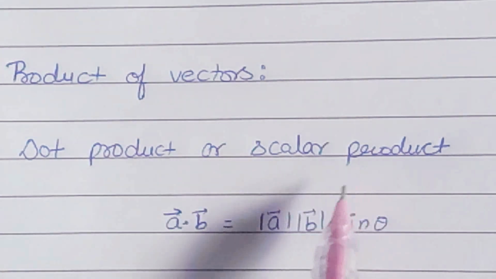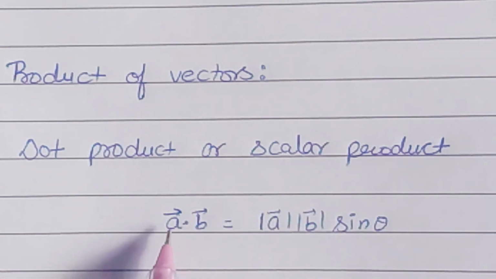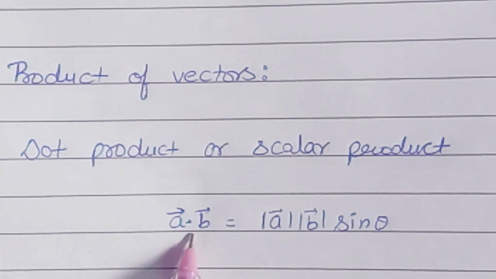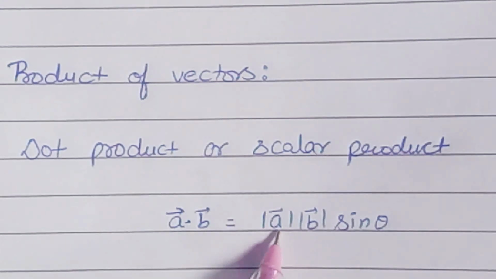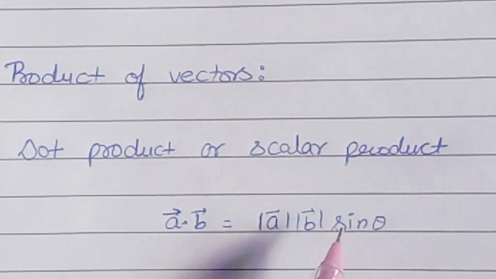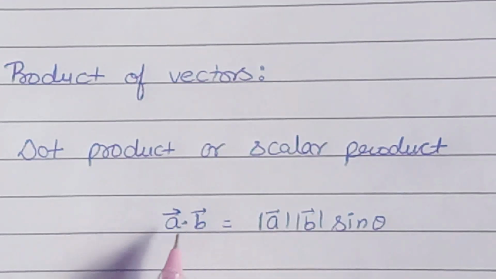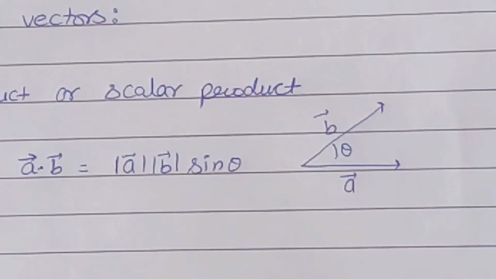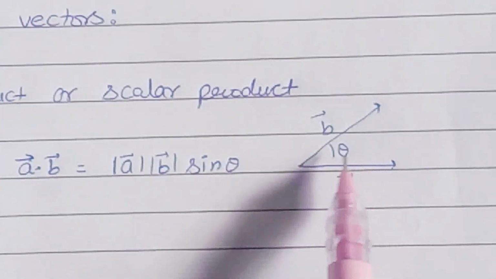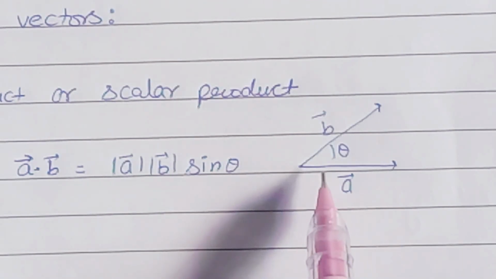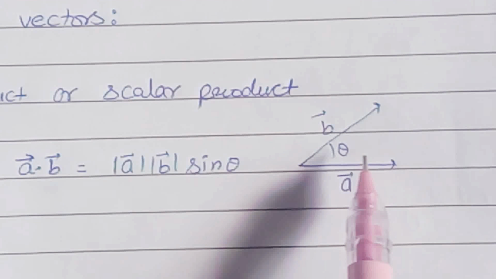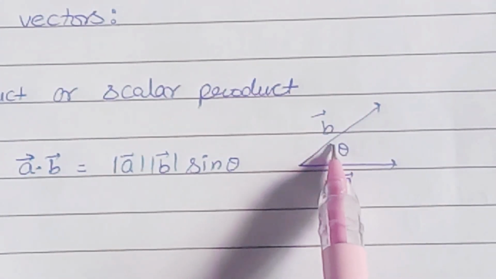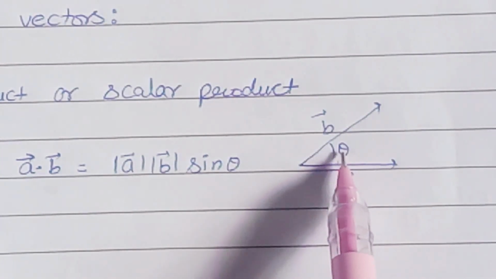So it is known as scalar product. And the formula for a vector dot b vector, this is dot product, a vector dot b vector equals mod a mod b sine theta. Here theta is the angle between a vector and b vector. See in this question, this is a vector and this is b vector, so the dot product will be the mod of this vector, meaning the magnitude of this vector, magnitude of this vector, into sine theta. Theta is the angle between both the vectors.